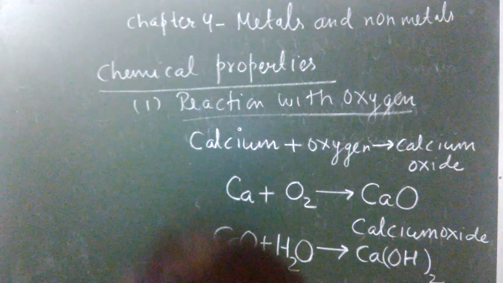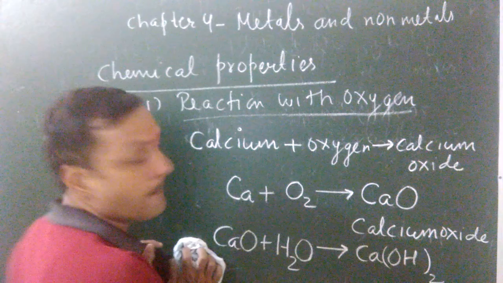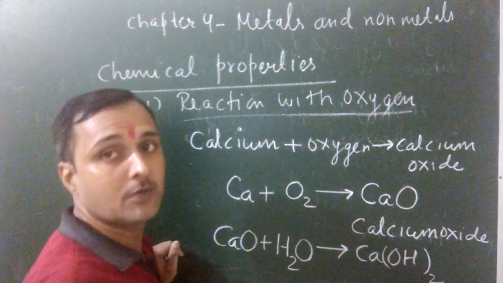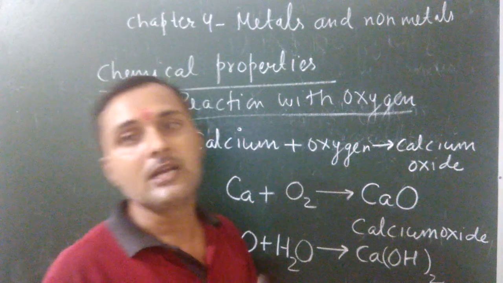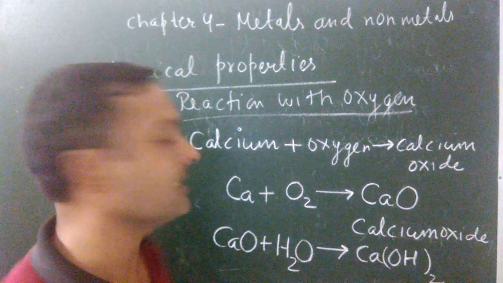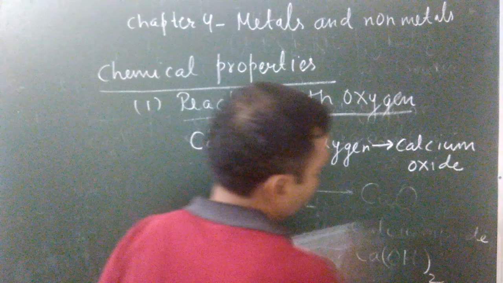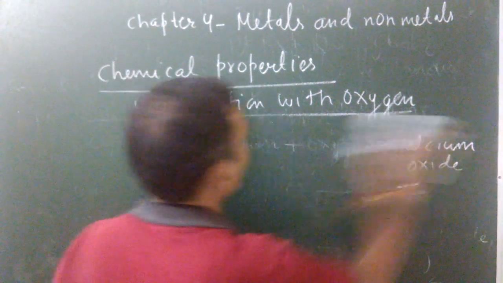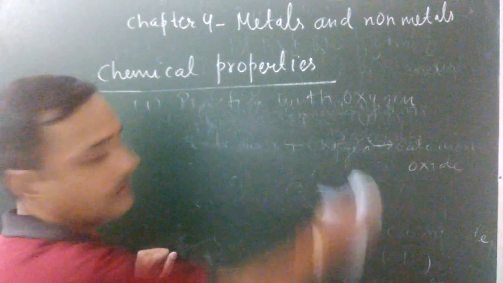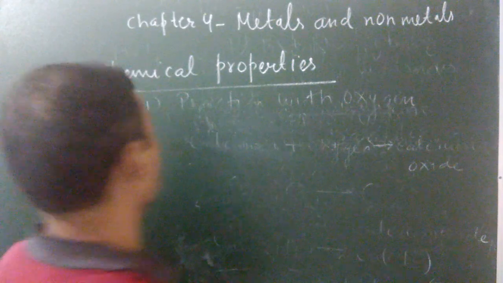Now see the third example, reaction with magnesium. I have explained the symbol of magnesium, Mg. That means first magnesium oxide and then magnesium hydroxide. Now see the third reaction, the third metal, the reaction with magnesium, Mg.